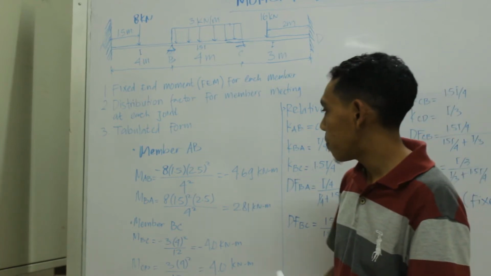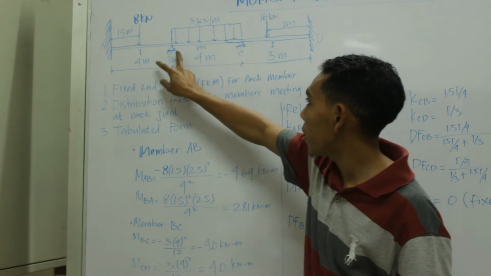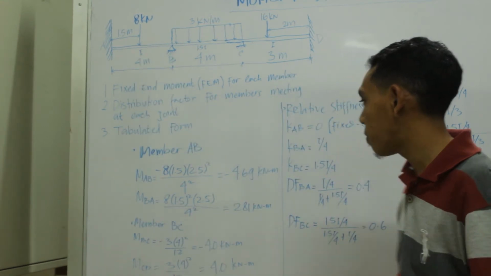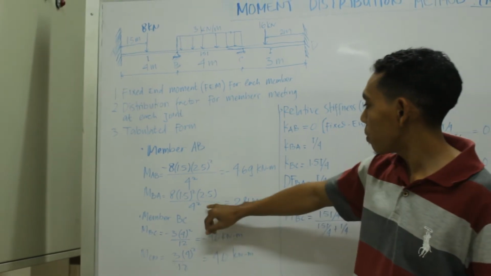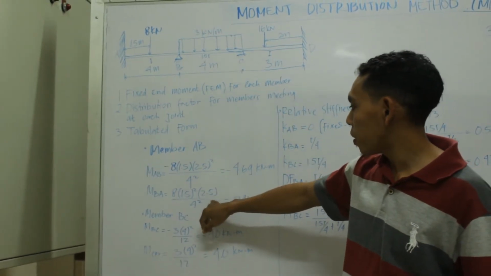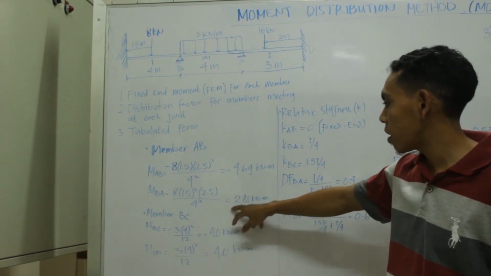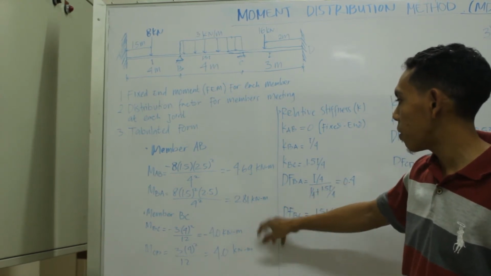And the second one is the moment of member BA. We analyze this one, so we have 8 multiplied by 1.5 meters squared multiplied by 2.5 meter over 4 squared. So we have a positive value of 2.81 kilonewton meter.